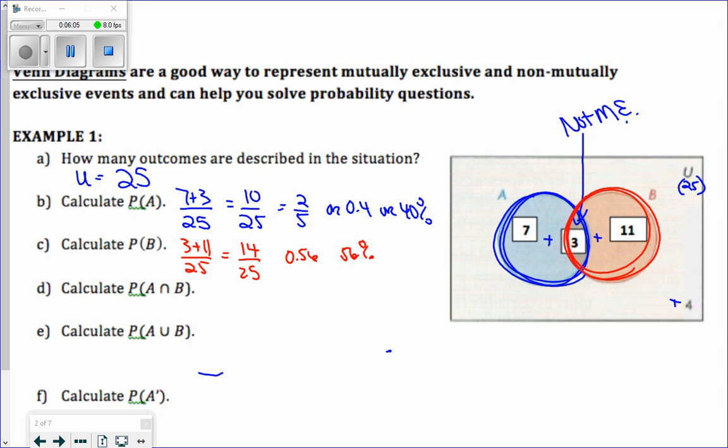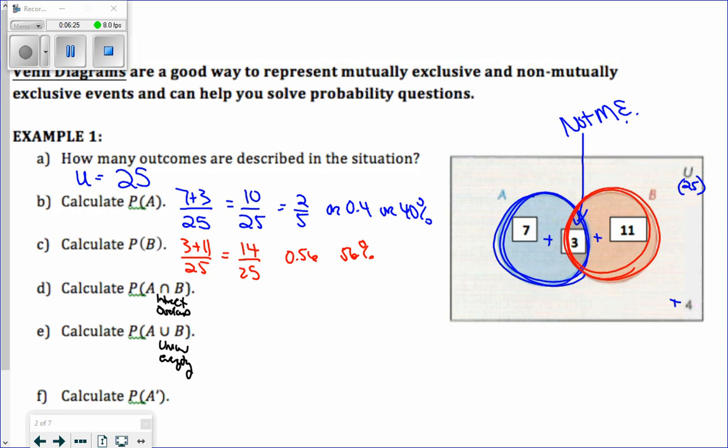Okay, so set theory now. Again, learning what these things represent. So this means union. This means intersect. So intersect is the overlap. Union is everything.